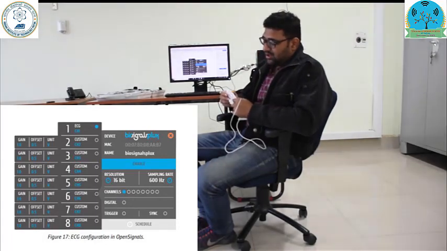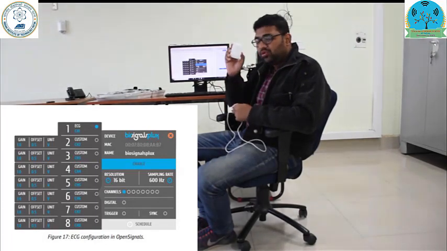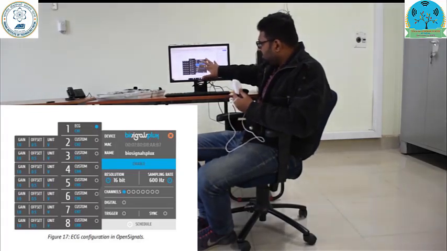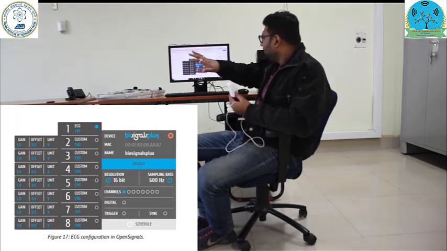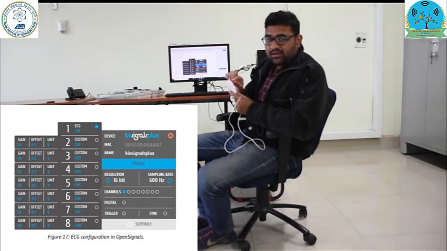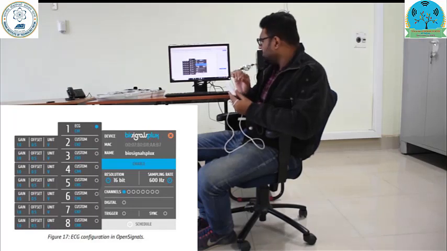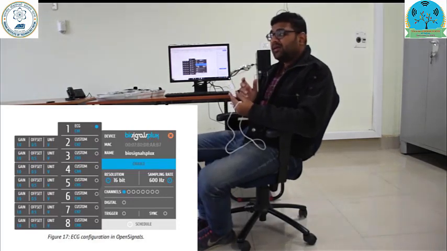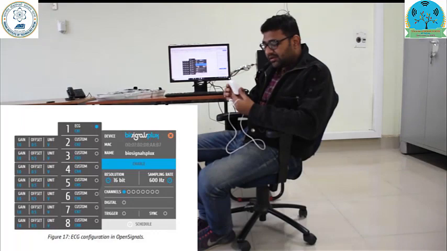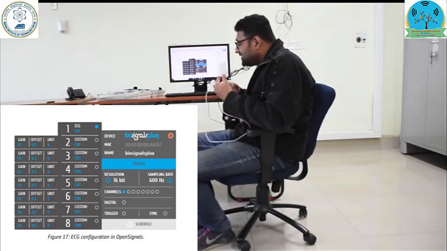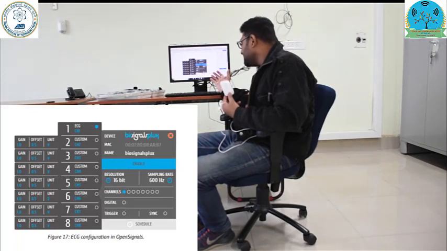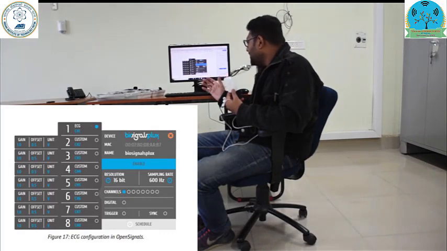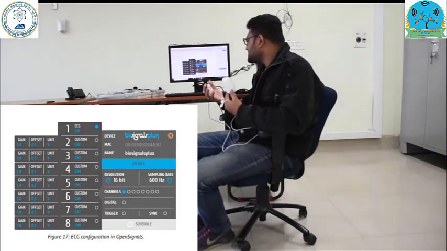Once OpenSignal detects the Bluetooth of the microcontroller, it shows you a UI like this, and then you select the right channel of the microcontroller and the right sampling rate. Sampling rate is the number of samples per second your sensor can measure. For ECG, we can select 600 Hz sampling, that is, in 1 second 600 samples can be recorded, and the resolution of the display will be 16-bit.